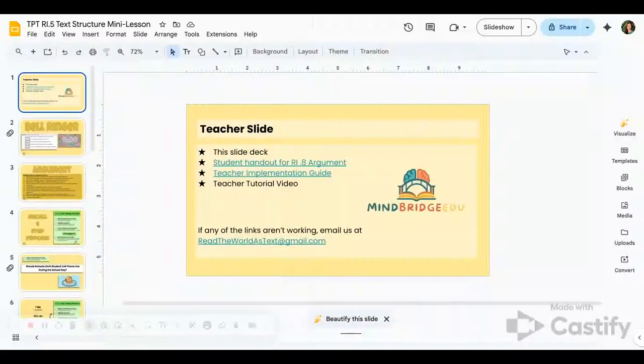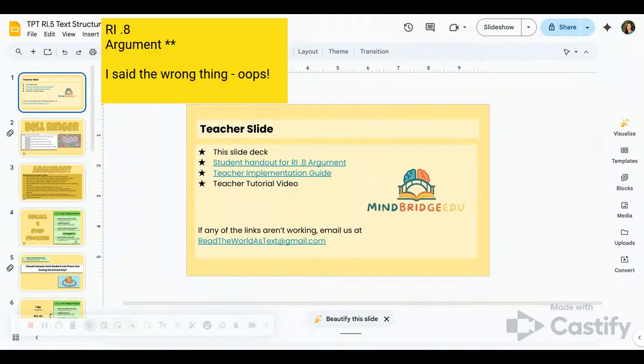All right, welcome back to another ELA intervention mini lesson. This one is going to be focused on reading informational point 5. So this is text structure.